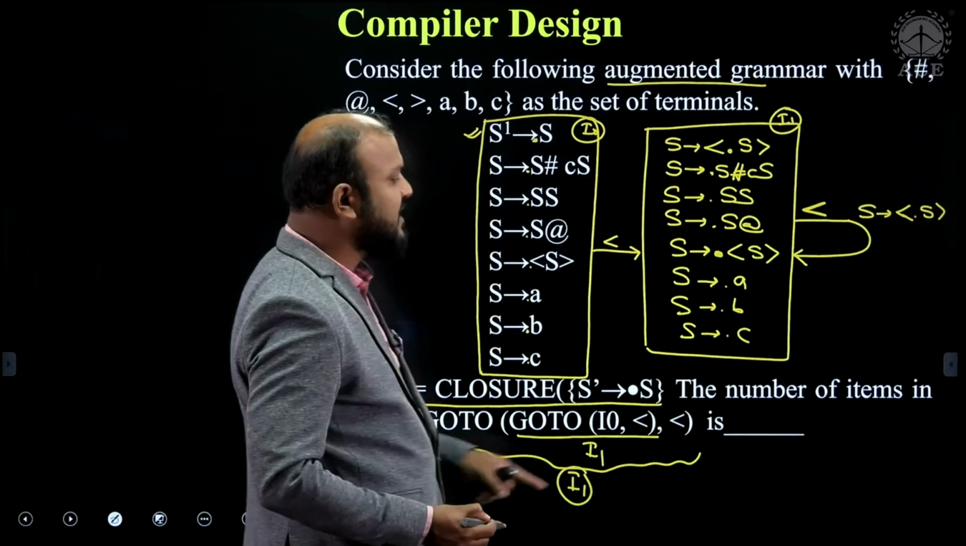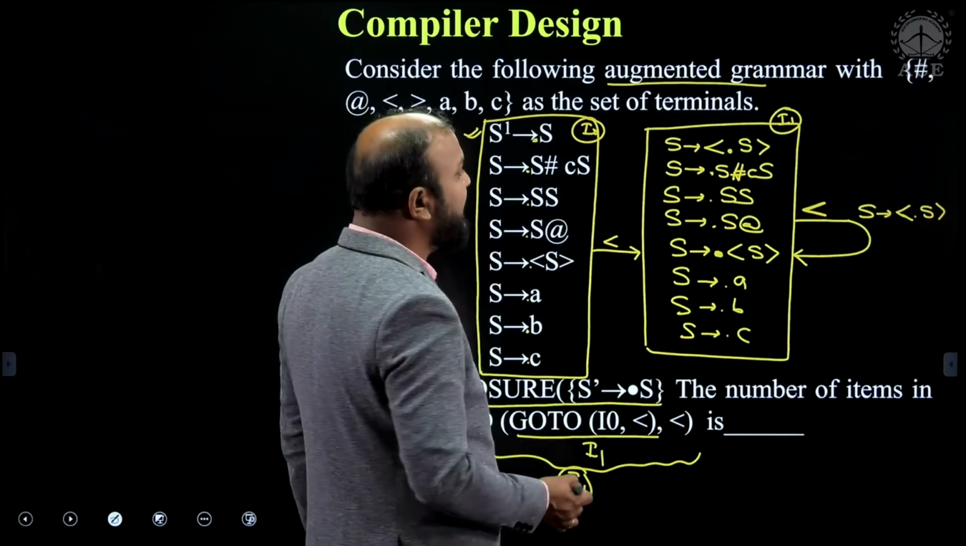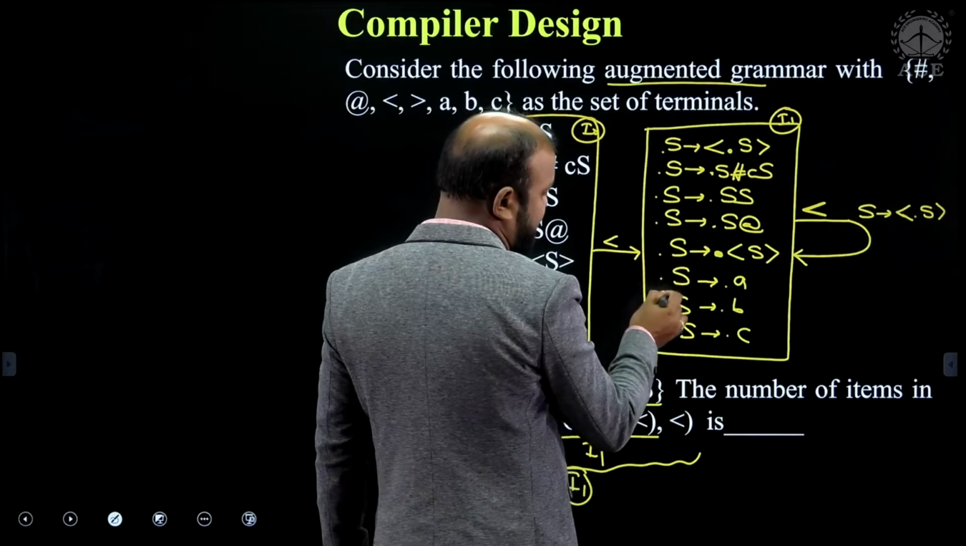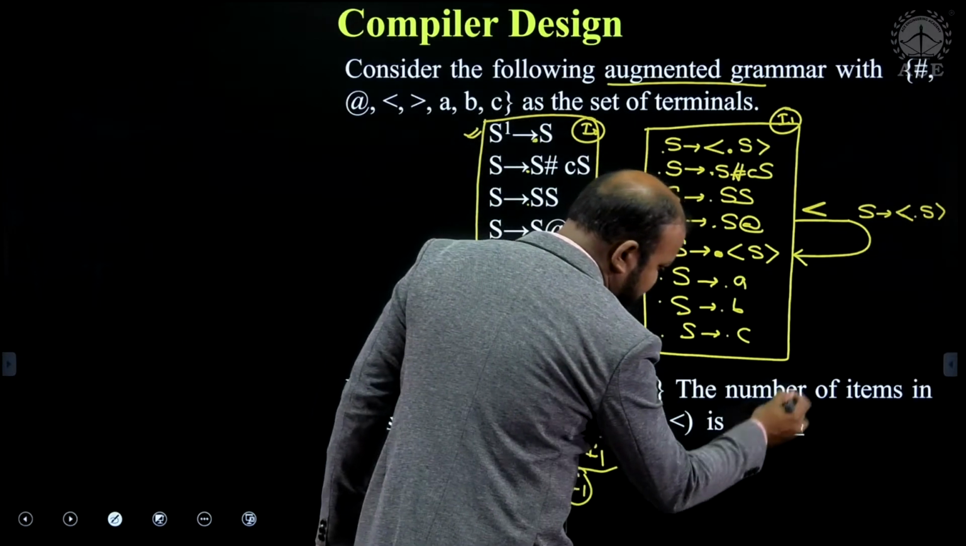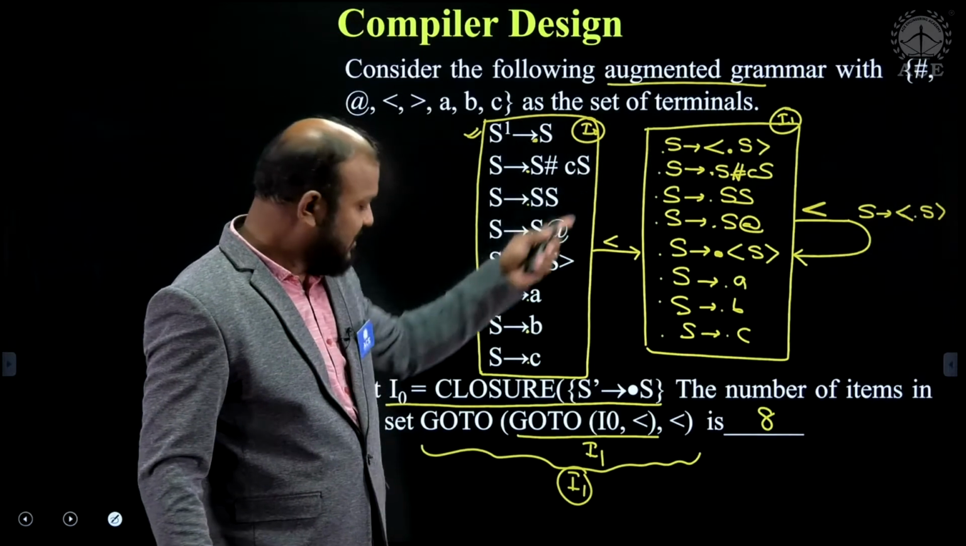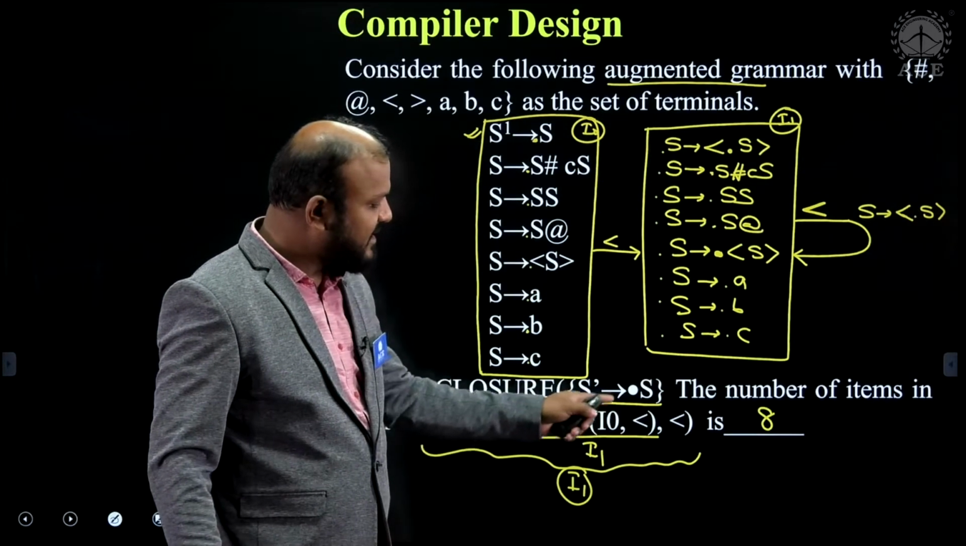Now, the question is the number of items. How many items in that I1? 1, 2, 3, 4, 5, 6, 7, 8. So, answer for this question is 8. 8 items in the goto of I0 comma <.